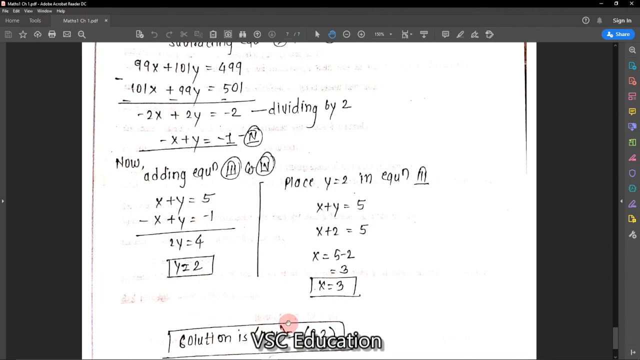And here we finish exercise 1.1. Okay, you solve again and again.